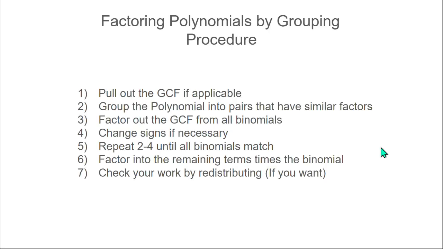So to quickly summarize the procedure, you first pull out any GCFs if applicable. Then group the polynomial into pairs that have similar factors. Next, you factor out the GCFs from all the binomials and change the signs if necessary, and repeat those steps until all the binomials match. Then, finally, you factor out all the binomials, leaving the rest of the terms on the side. And you can always check your work by redistributing everything if you aren't confident.